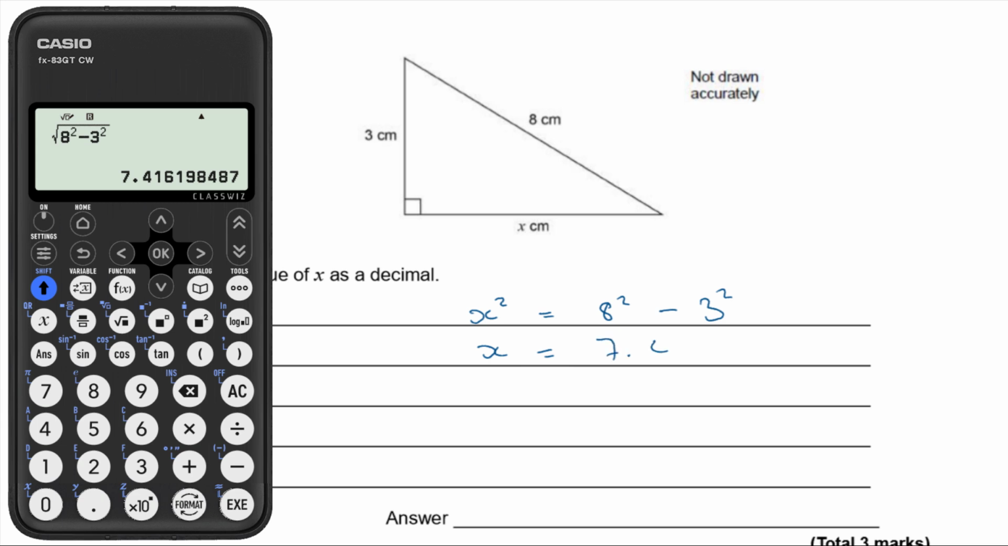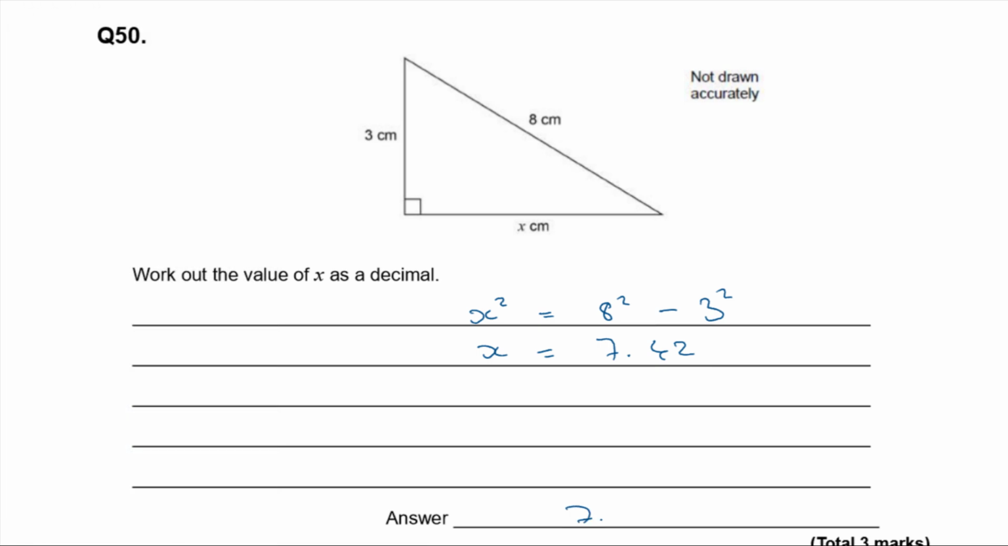Now I normally round off to 3 significant figures unless it tells me to do otherwise. I think that's a good level of accuracy to give your answer. So 7.42 is my final answer.